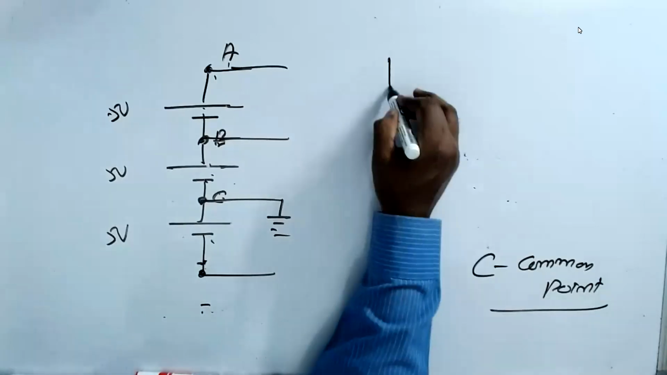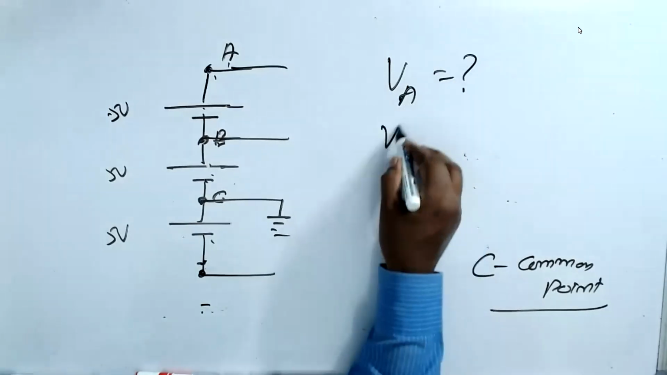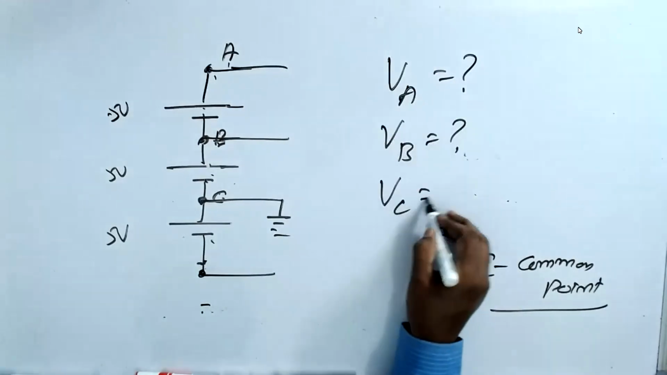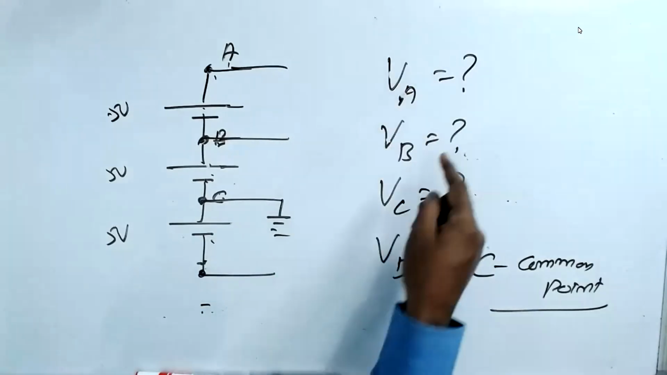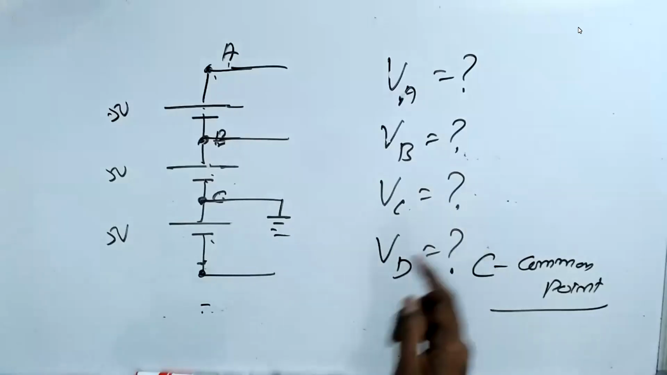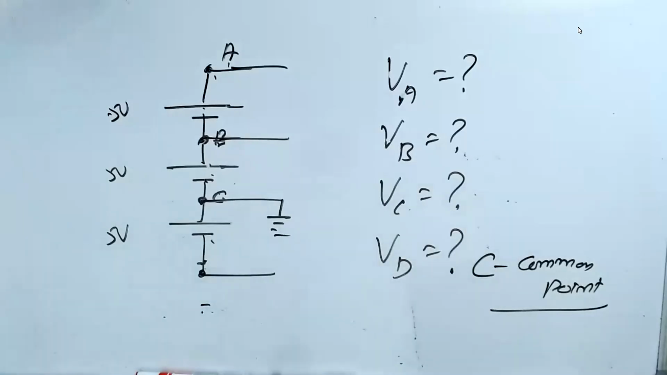Now if I ask you what is VA, VB, VC, VD, how much? Can anybody? Please. I made C a common point. So if I say VA it means VAC, VBC, VCC, VDC. Now what are the voltages? What is VA?